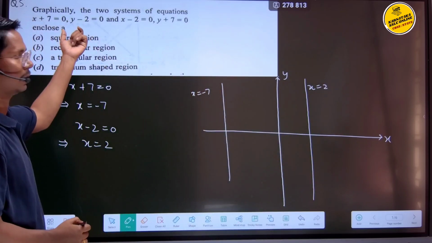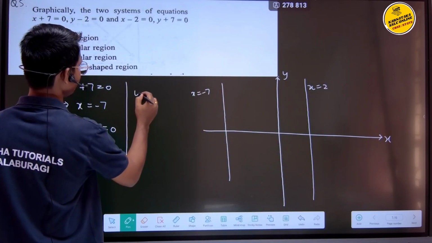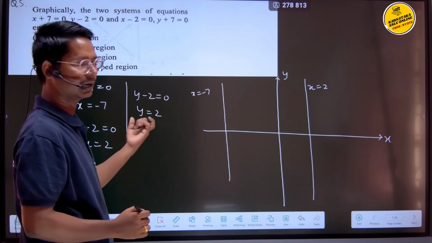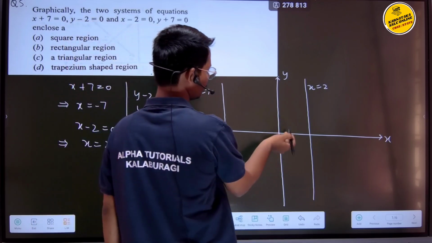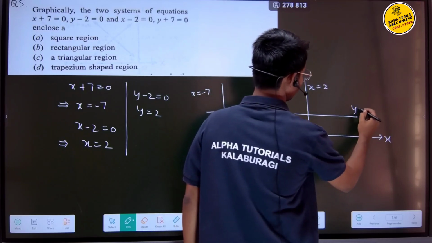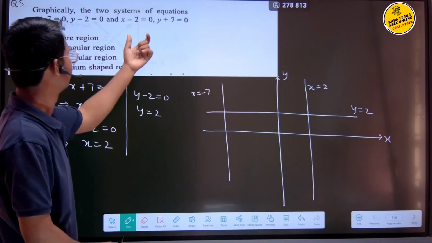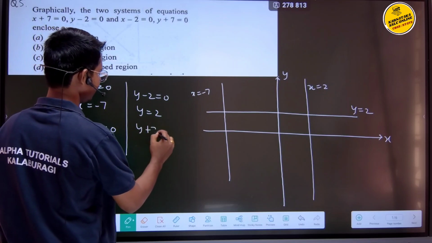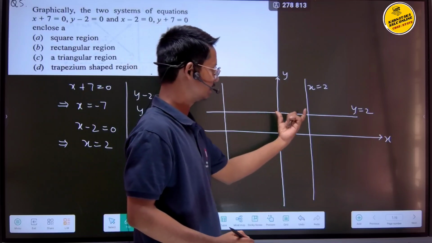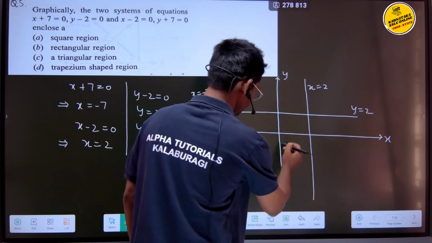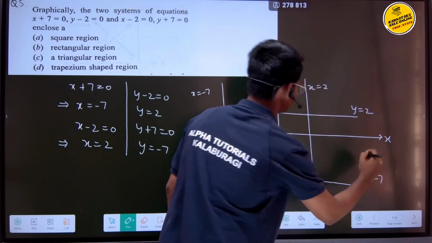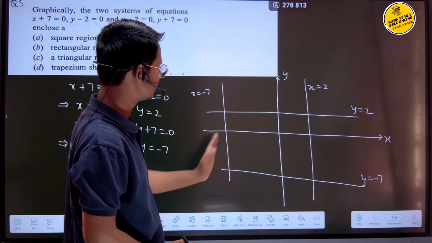Similarly I'll take y minus 2. y minus 2 equal to 0 is nothing but y equal to 2. You will get a straight line at y equal to 2, which is above the x axis, say for example here. So this is y equal to 2. Similarly y plus 7 equal to 0 is nothing but y equal to minus 7. y equal to minus 7 means below the x axis, say somewhere here. Now we can observe the figure.